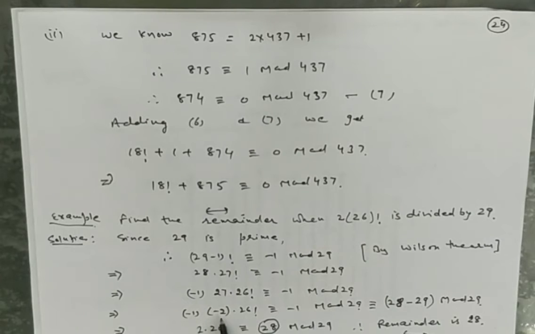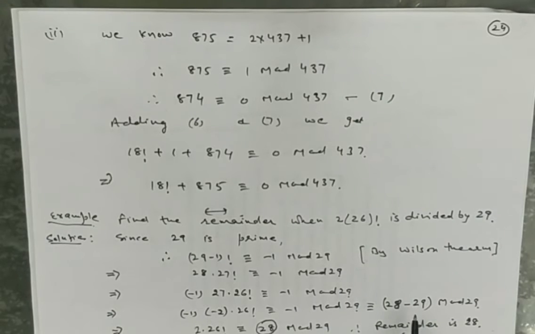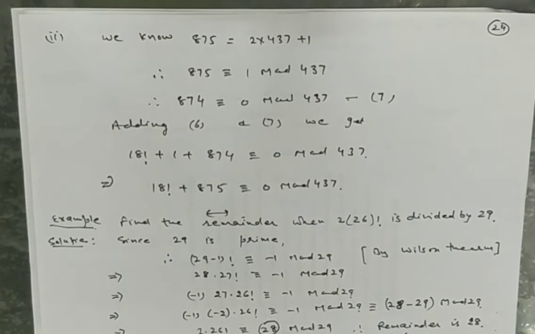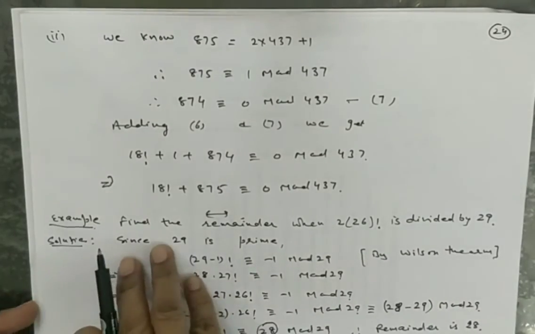Now 27 will be congruent to minus 2 modulo 29. So we get minus 1 into minus 2 into 26 factorial is congruent to minus 1 modulo 29. Now this minus 1 can be written as 28 minus 29. Now 29 is congruent to 0 modulo 29, therefore we get 2 into 26 factorial is congruent to 28 modulo 29. Hence the remainder is 28.